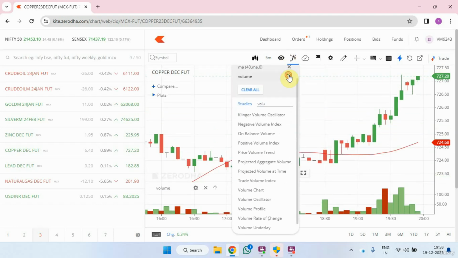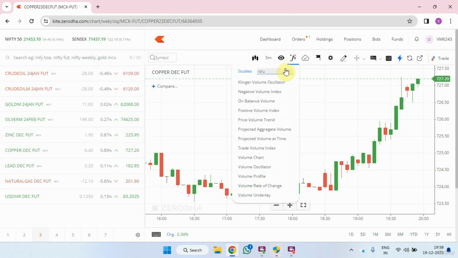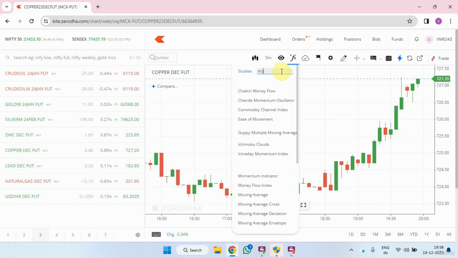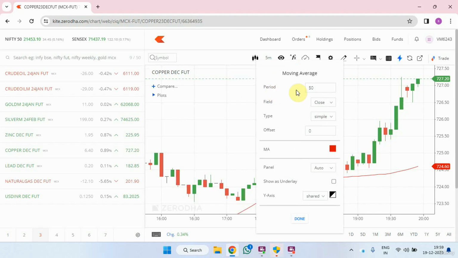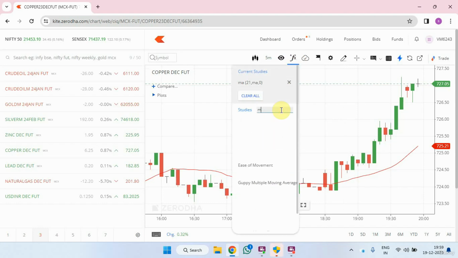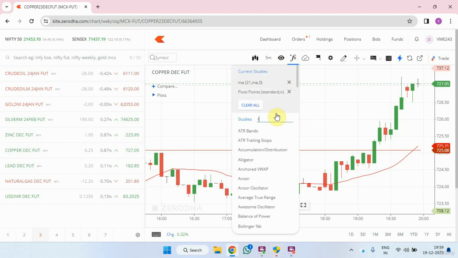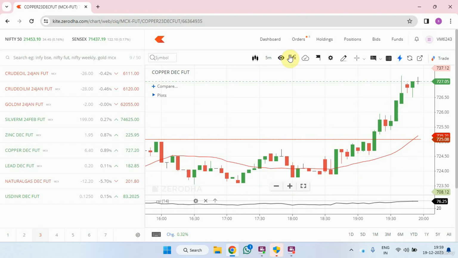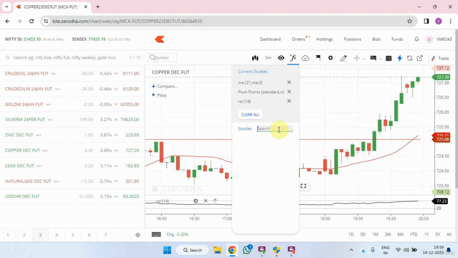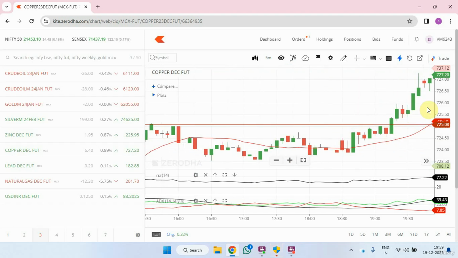Friends, I am going to show you a very good trading strategy in copper. Here I will use a moving average, that is the 21 simple moving average, and then I will use the standard pivot point. Next I will use RSI, which is a leading indicator, and next I am going to add ADX. So this trade setup will be there.